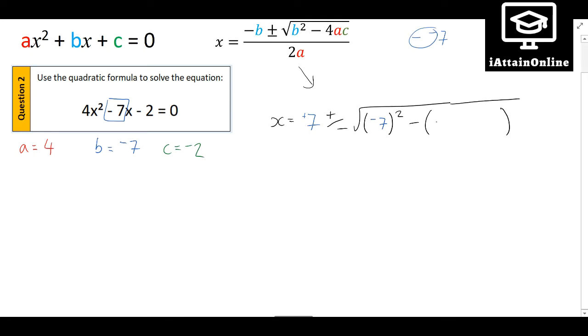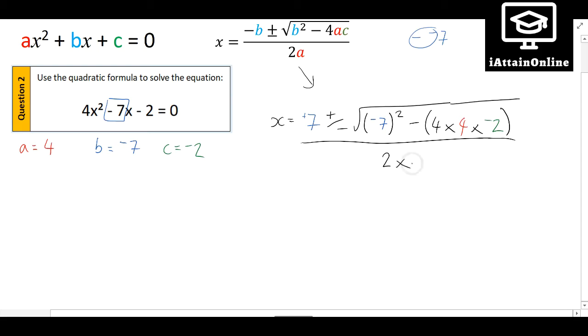Then this bit in brackets as well, take away 4 times whatever A is, well A is 4, multiplied by whatever C is, which is negative 2. And that is all over 2 times whatever A is. In this case, that's 4.